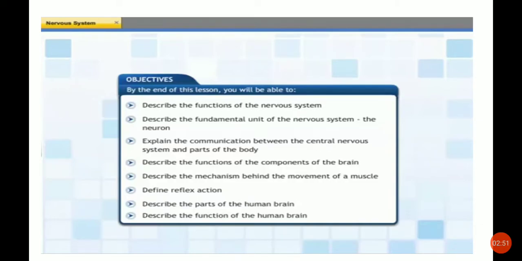At the end of this lesson, you will be able to describe the functions of the nervous system, describe the fundamental unit of the nervous system, the neuron, explain the communication between the central nervous system and parts of the body, describe the functions of the components of the brain, describe the mechanism behind the movement of a muscle, define reflex action, describe the parts of the human brain and describe the function of the human brain.